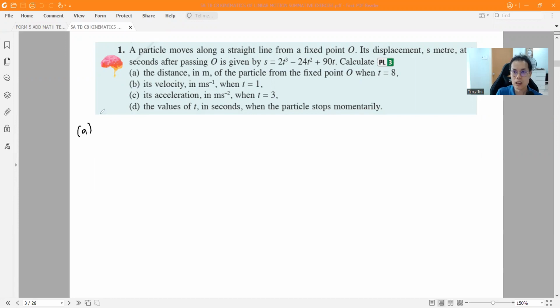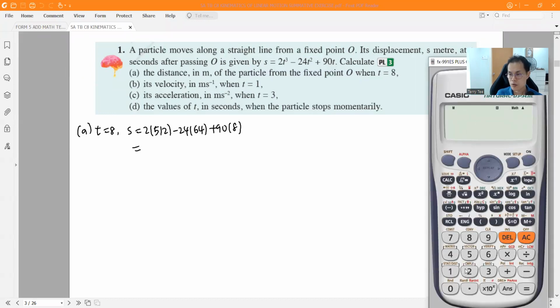Okay, very simple. We first substitute t with 8. Your displacement is 2 times 8 to the power 3 minus 24 times 8 squared, which is 64, plus 90 times 8. Okay, we can use a calculator. If you're not sure, just use 2 times 512 minus 24 times 64 plus 90 times 8. I got 208. The first answer is 208.